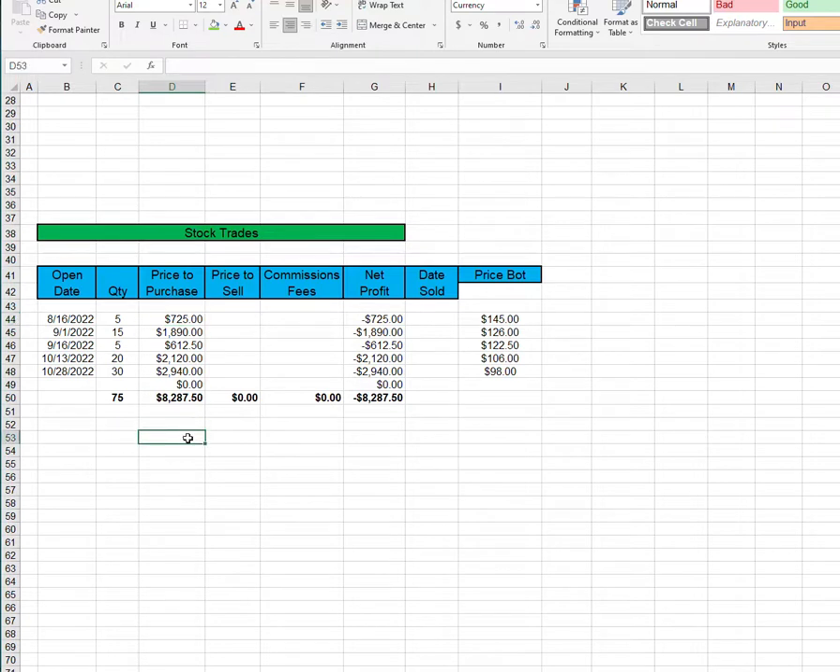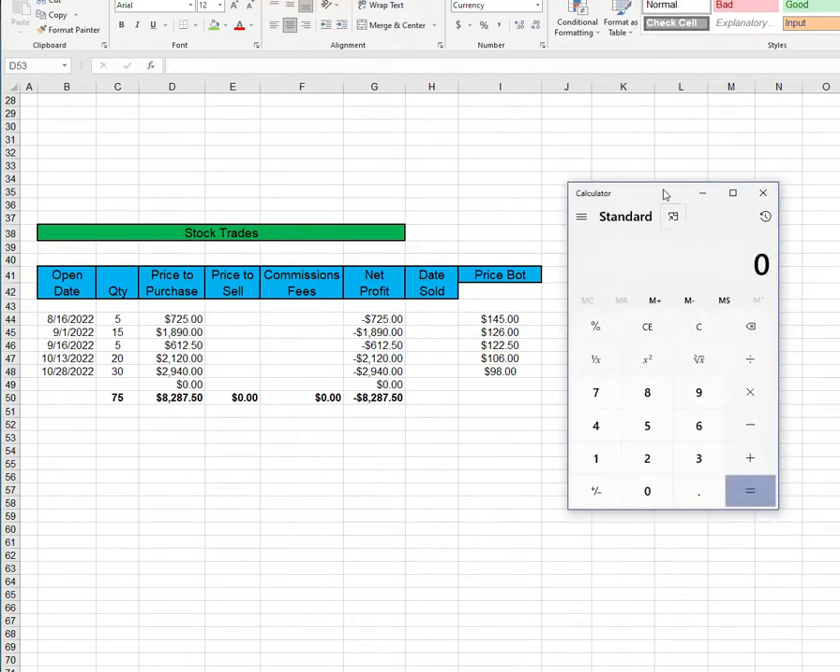How do we create average cost? How do we calculate that? Well, I'll bring in the Windows calculator, and it's really pretty simple. We'll just enter in our total purchase price, which is $8,287.50, and we'll divide that by 75 shares. And that gives us an average price so far of $110.50.